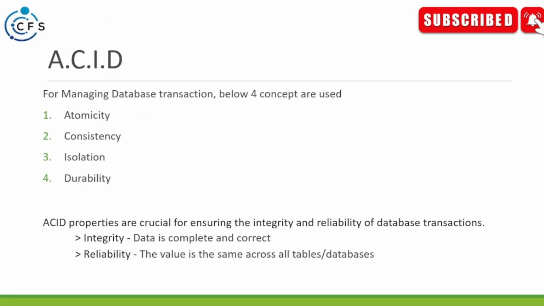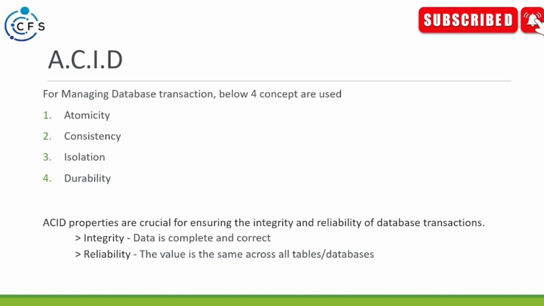So ACID is basically for managing database transactions. It has four concepts. The first one is atomicity, second is consistency, third is isolation, and fourth is durability. So these four concepts make it ACID. Basically, ACID properties are crucial for ensuring the integrity and reliability of database transactions.